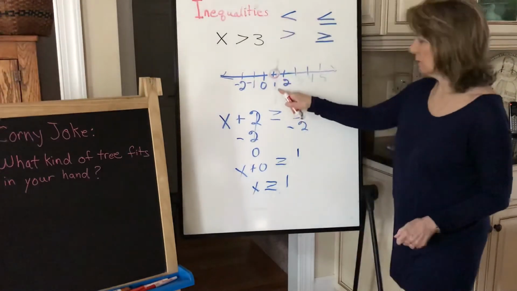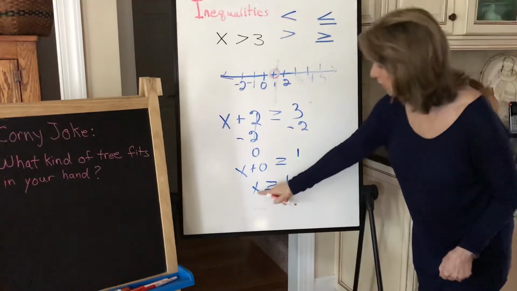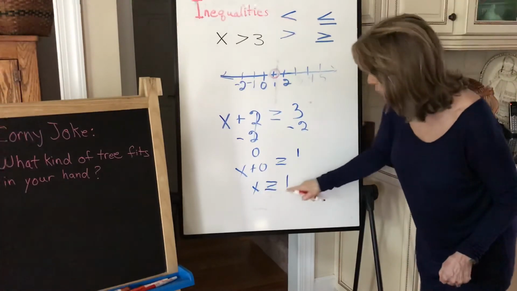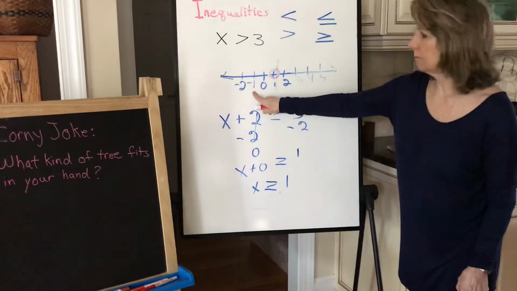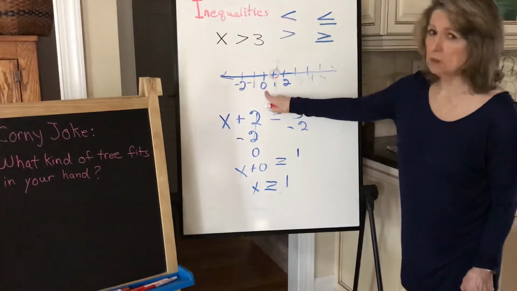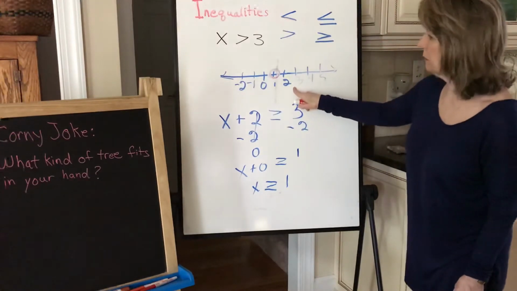Okay, so that shows up a little bit better. So we'll put a circle on the 1, and now we're looking for all numbers that are greater than or equal to 1. So is negative 1 greater than 1? No. Is 0 greater than 1? No. So it looks like we probably want to go on this side.